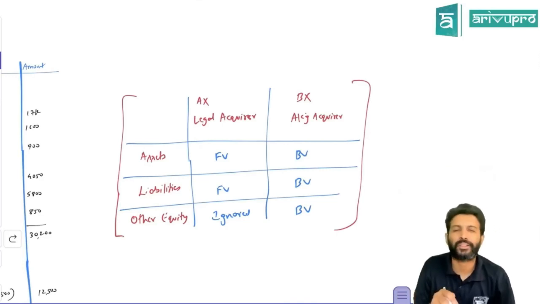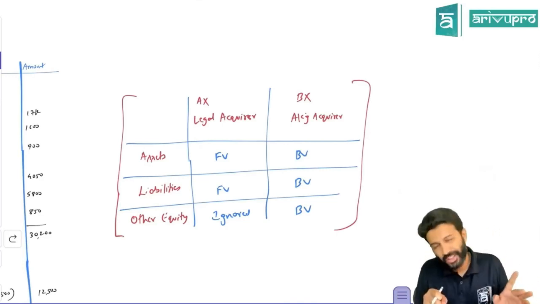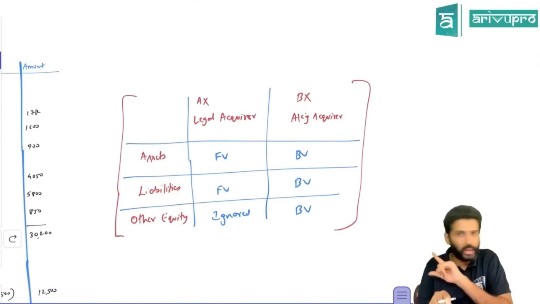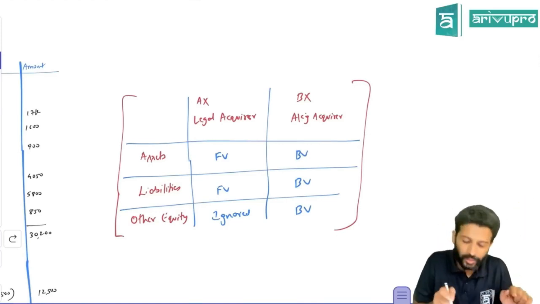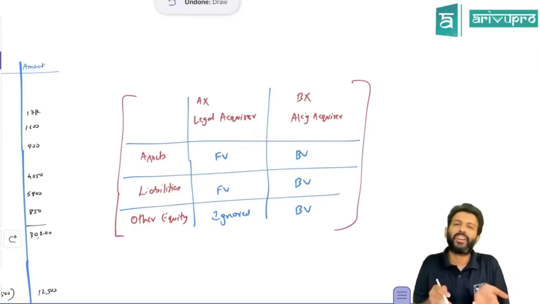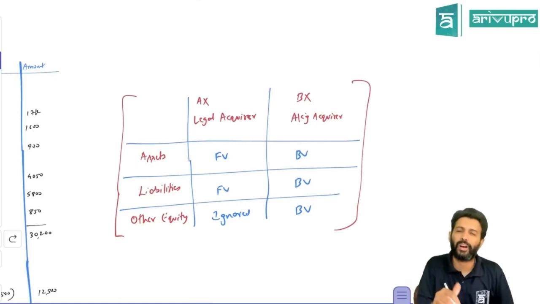What about AX? AX is the acquiree. They are the subsidiary company. Of the subsidiary company, what will you take over? Other equity? No. Equity share capital? No. You will only take assets and liabilities. That too at what value? At fair value. But here the problem is only two assets have a fair value. For the rest of the assets, the fair value and book value are the same.